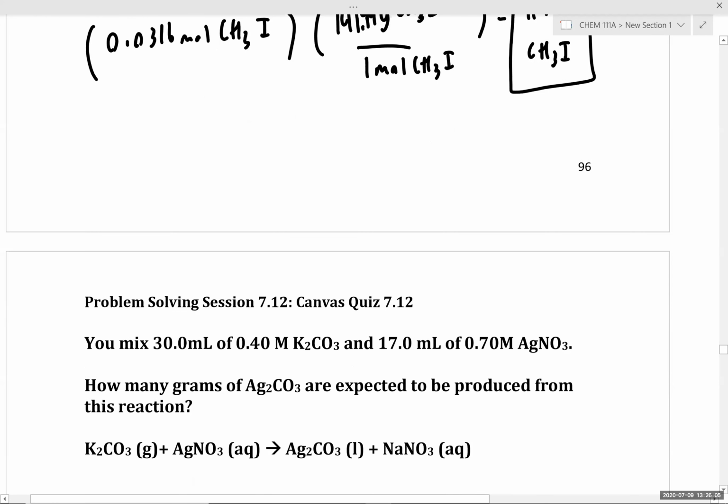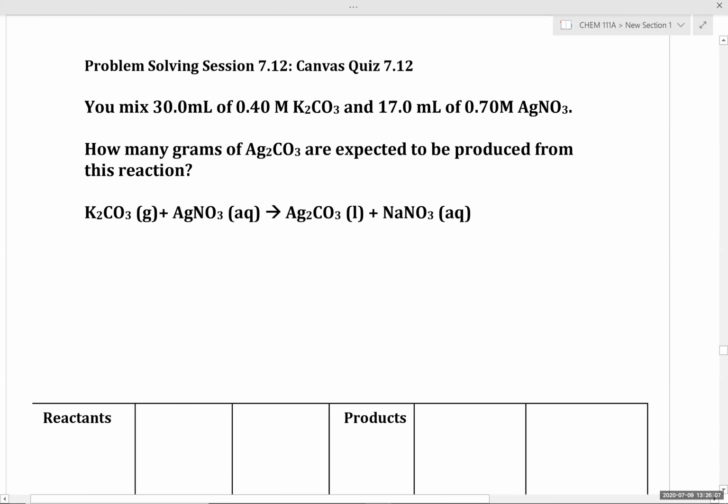Okay, so let's continue on now and let's look at the following problem-solving session. If you mix 30 milliliters of 0.4 molar potassium carbonate and 17 milliliters of 0.7 molar silver nitrate, I'm asking you how many grams of silver carbonate are expected to be produced from this reaction. And I provided you an ICE table to work through this problem. And I gave you a chemical equation, but I can't stress this enough. This is a common aspect of these types of problems.